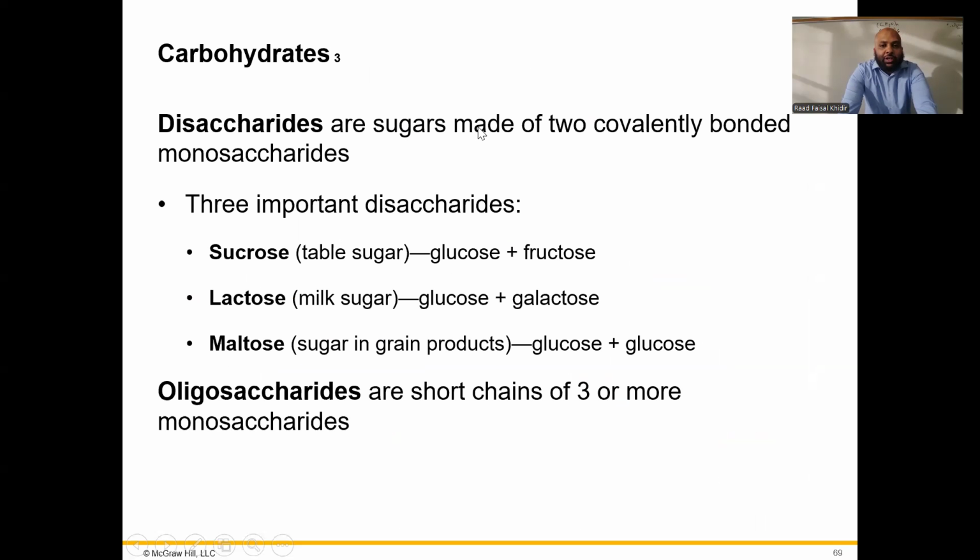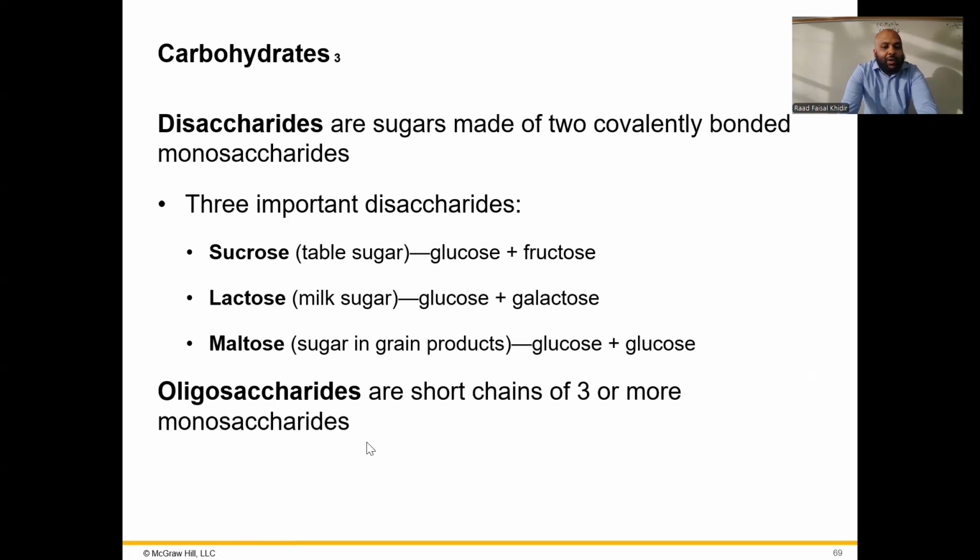Disaccharides are sugars made of two covalently bonded monosaccharides. Sucrose, that's table sugar. That's glucose plus fructose. Lactose, that's milk sugar. That's glucose plus what? Galactose. Maltose, oatmeal. I said oatmeal, but they said grain products. Okay, grain products. That's glucose and glucose. That's the easiest one to know. What are the monomers that make up maltose?